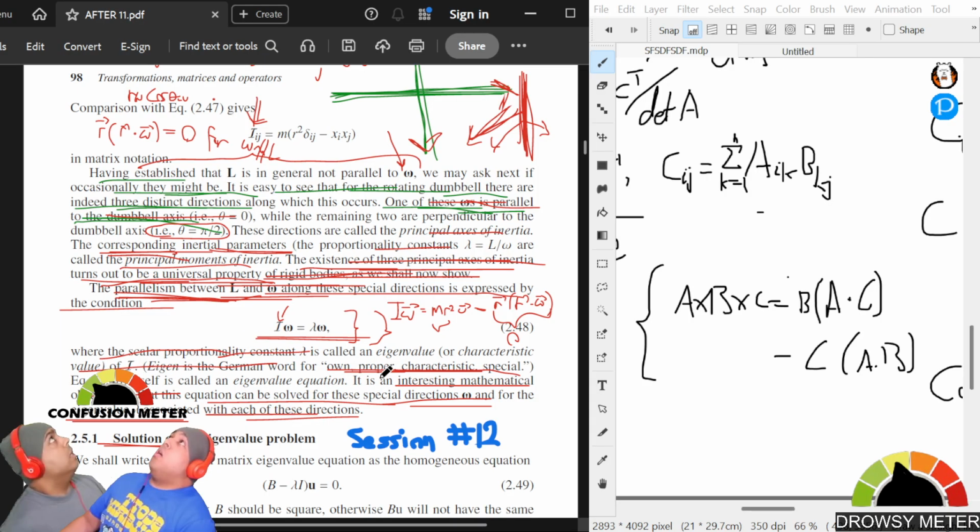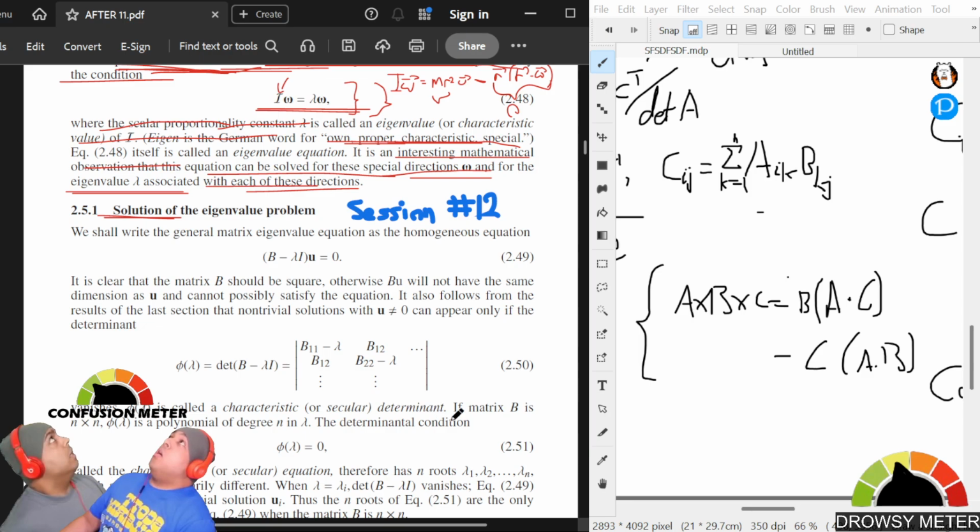Equation 2.48 is called the eigenvalue equation. An interesting mathematical observation is that this equation can be solved for the special directions omega, and for the eigenvalue associated with each of these directions. We'll see what they mean.